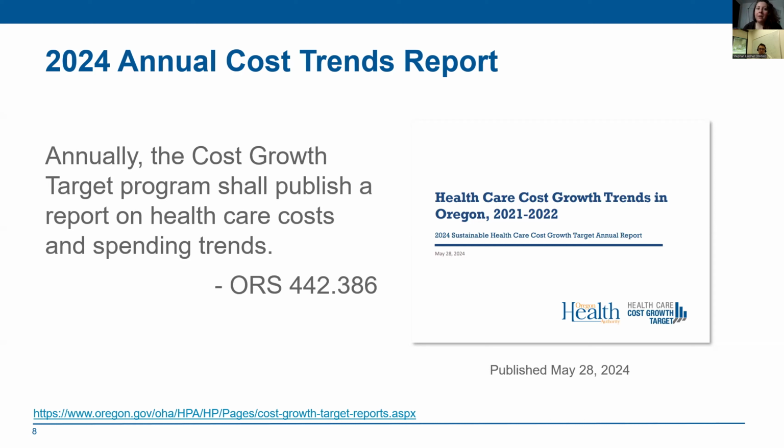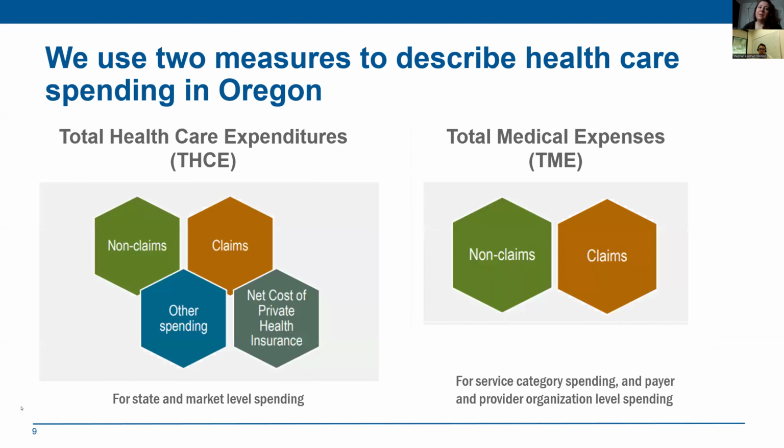So you all probably remember that our cost growth target data lags a little bit. Last year, we looked at 2020 to 2021, really looking at some of that immediate COVID declines in utilization and then a rebound. I think when we're talking about this report and this measurement period, 21-22, we're seeing some continued lingering effects. And I just want to recognize that we are sitting here in 2024 and there are lots of things still happening in the health system, but we are looking back at data from 21-22 today.